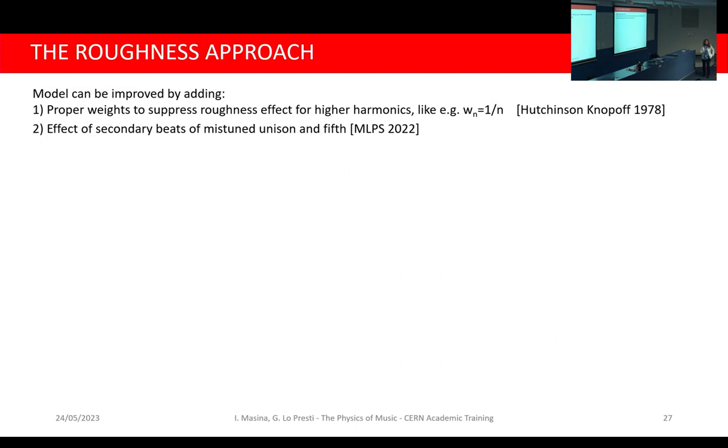Anyway, you can try, of course, to improve. This was just the first trial for this kind of approach. One improvement was suggested by these two physicists, Atkinson and Knopf, 78. First of all, add proper weight to suppress the roughness effects for higher harmonics. For instance, put a weight of the kind 1 over n. And our harmonic spectrum is 1 over n, so there is some matching. So this helps solving the stability of your results if you add more harmonics, because you want this. Otherwise, the indicator is not really a good indicator. We suggest to add also the effect of secondary beats of the mistuned.